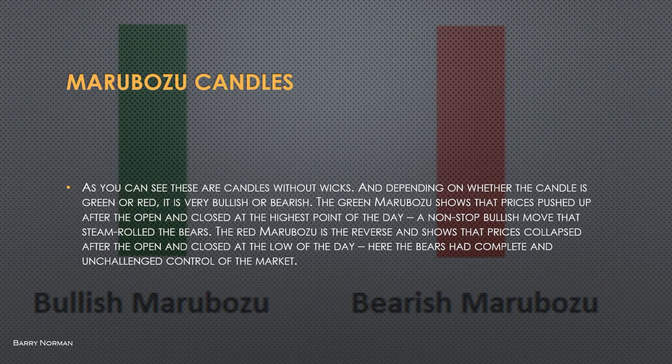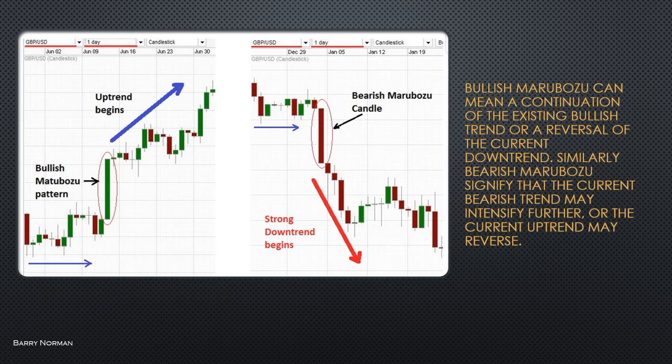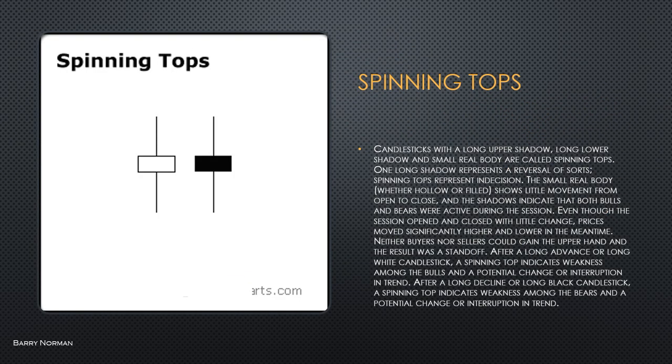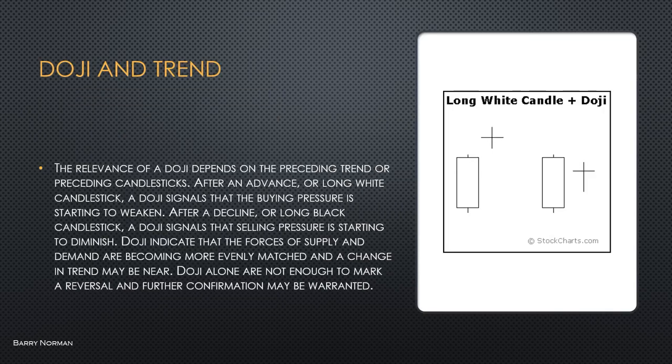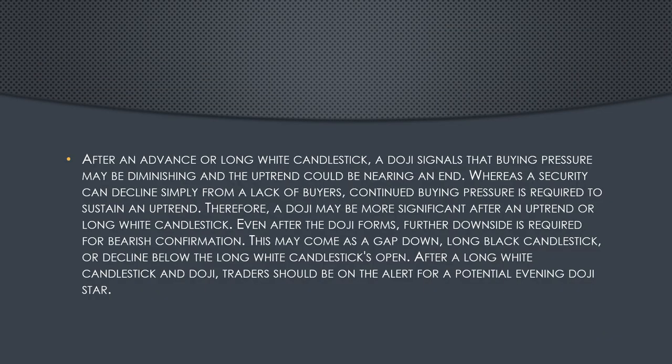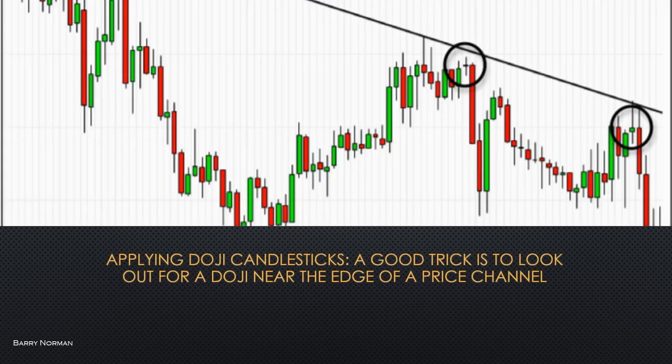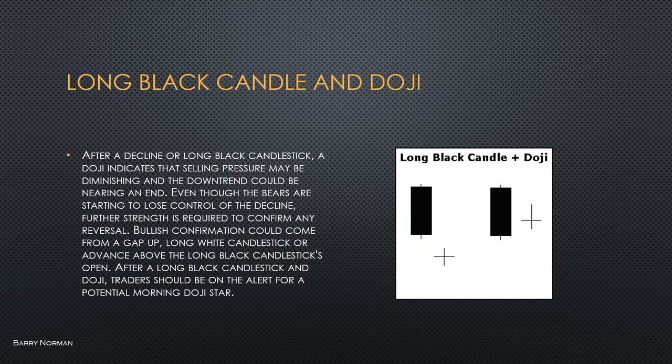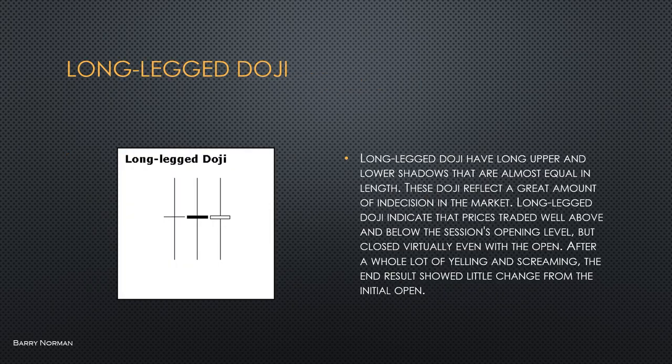So we talked about the marabuzu, we talked about bullish and bearish, we talked about spinning tops and dojis, we talked about them in conjunction with the trend, and looking to see the combinations of where they appear and when they appear.